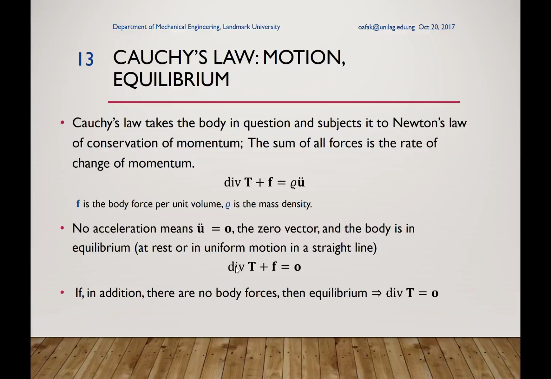So that would be our first equation. As I said, it is a vector equation because the divergence of a tensor quantity is actually a vector.